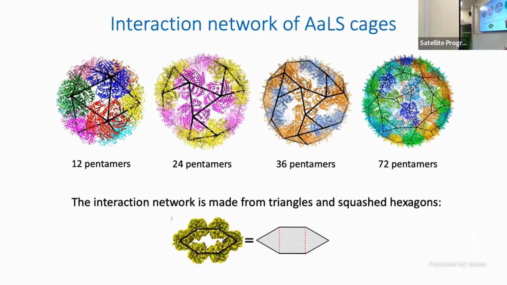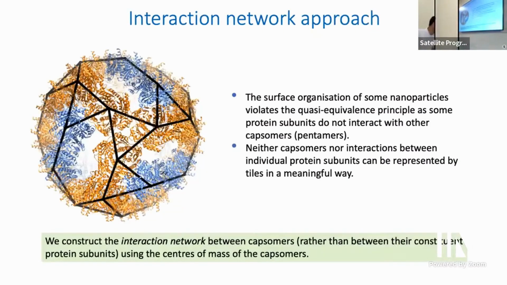What we do here is look at the interaction network. What I mean by interaction network is that we represent each pentamer, or each building block, assembly unit, or capsomer, by the center of its mass, and we connect them if they are interacting with each other, and we don't connect them if they are not. That gives us the interaction network. And now we look at this interaction network and try to make predictions based on it.